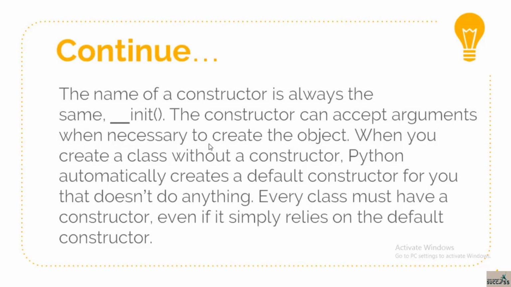The name of a constructor is always the same, that is __init__. The constructor can accept arguments when necessary to create the object. When you create a class without a constructor, Python automatically creates a default constructor for you that doesn't do anything. Every class must have a constructor, even if it simply relies on the default constructor.